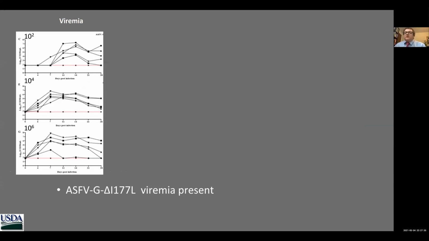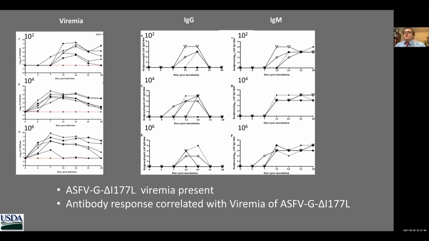We found that animals that were given delta I177L did have a viremia that was present, and this viremia correlates with the different doses. We also showed that we had an antibody response that correlated with this viremia in animals with different doses of delta I177L.